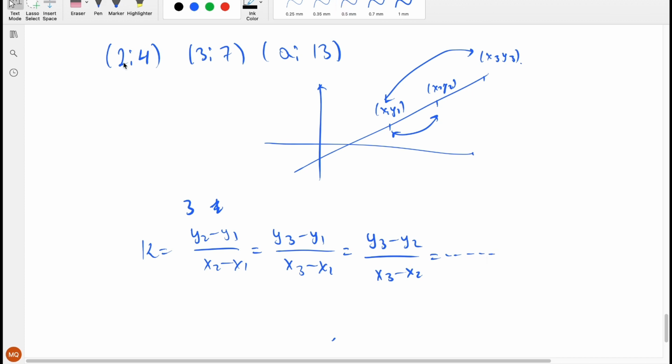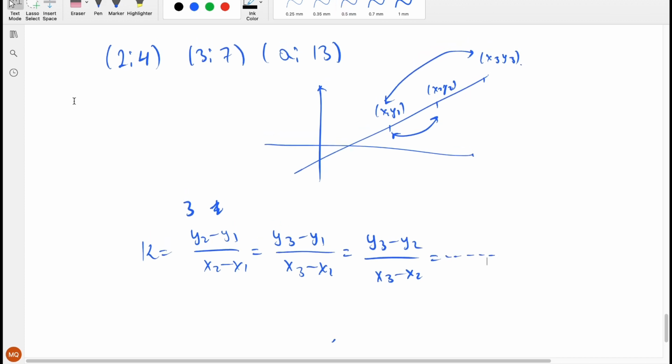Okay, now let's look at this question. When you have this type of question, you can write 7 minus 4 over 2 minus 0 is equal to 13 minus 7 over a minus 3. Here it will be 3. Then you just have to find a. It will be equal to 5 when you calculate it. Or you can do it like this. Using the first 2 points, you can find the slope. Then you can find b. After finding its general form y is equal to kx plus b, just write 13 instead of y and a instead of x, and find a. It's also another way.